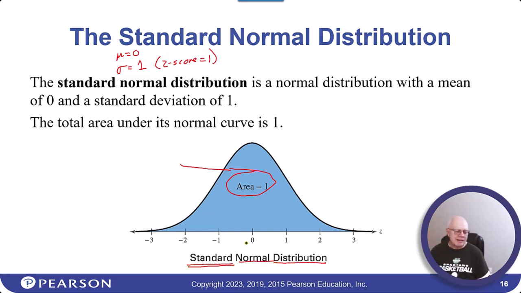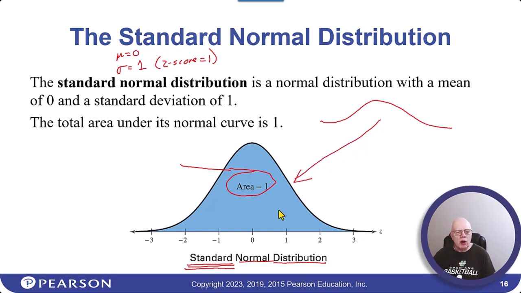Now, in the not too distant past, this standard normal distribution was even more important than it might seem right now. Because what statisticians and students alike would do was take whatever normal curve they had and convert it to the standard normal distribution, because we know a lot of things about it. We can do a lot of tricks with it.